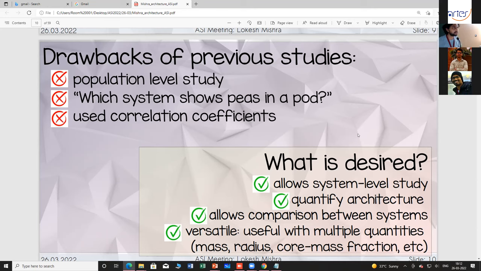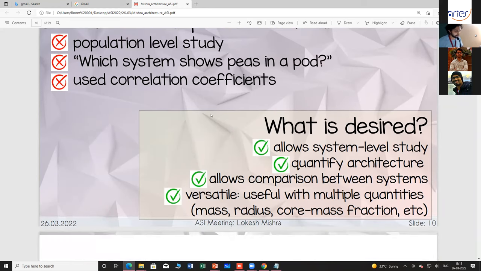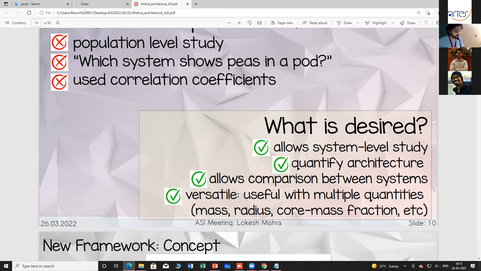For example, if you're interested in asking, is the solar system an example of a peas in a pod property, then this original old framework cannot do that. There was also a reliance on correlation coefficients, which are not really useful for doing physics. So I was thinking of coming up with a framework to allow a system level study, which allows us to quantify these kinds of architecture.